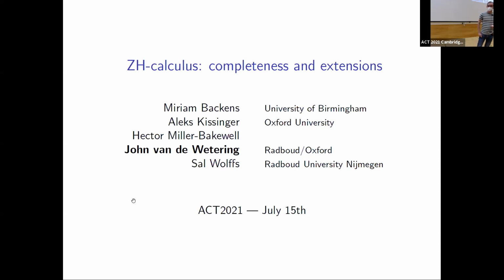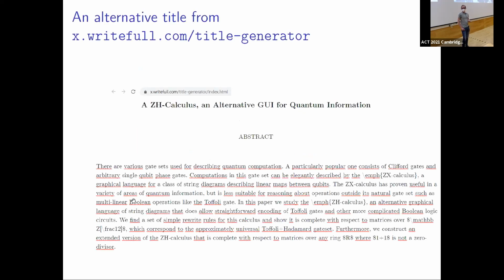So this is talking about the ZH calculus, which is a graphical language for reasoning about quantum computation, for qubit quantum computing. I put the abstract of our paper into a website where I generate a title based on the abstract. It told me that it's about the ZH calculus, an alternative GUI for quantum information. I think this is a good description. The graphical user interface, we're talking about quantum computing, really. And it's an alternative GUI because it's not the ZX calculus, it's a ZH calculus.